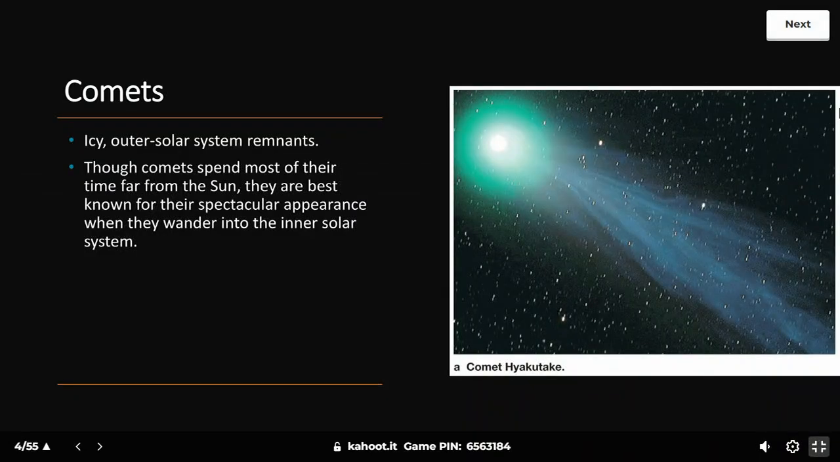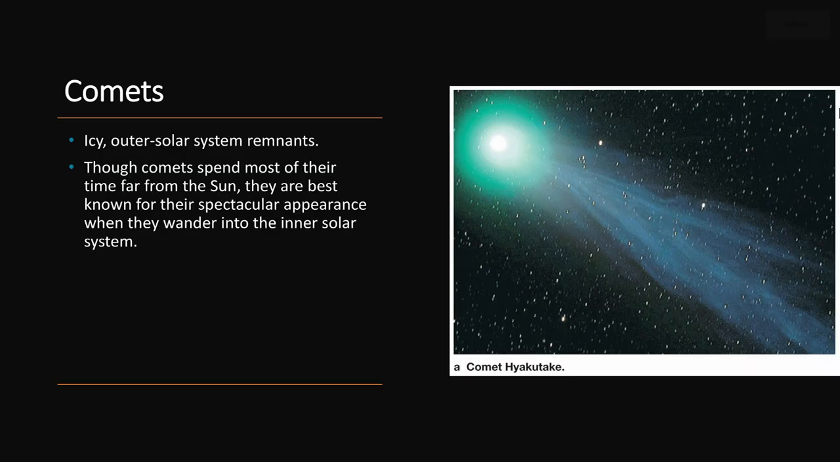Comets are mainly in the outer parts of the solar system, but every once in a while their orbits will come close to the sun, and they get these very pretty appearances in the night sky. So we'll come back to talk about the anatomy of a comet in a little bit.